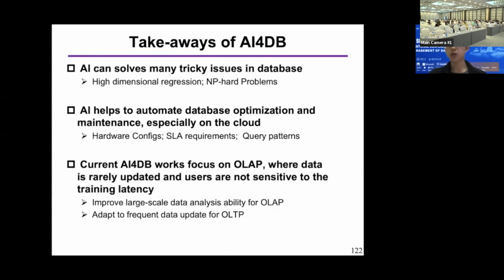And besides, current AI4DB was mainly focused on OLAP workloads, where data is rarely updated and users are not sensitive to the training latency. However, for OLTP, the data may be frequently updated, and users may require very high model inference efficiency and robustness, which are great challenges for current AI techniques and require more system and algorithm designs.